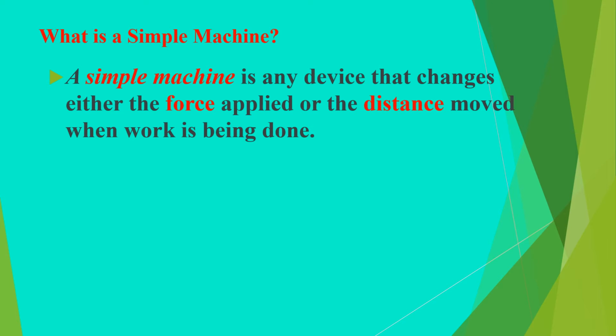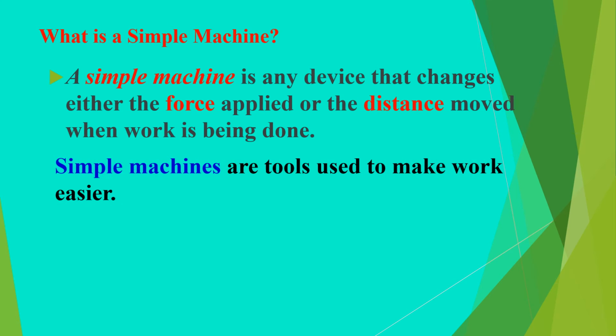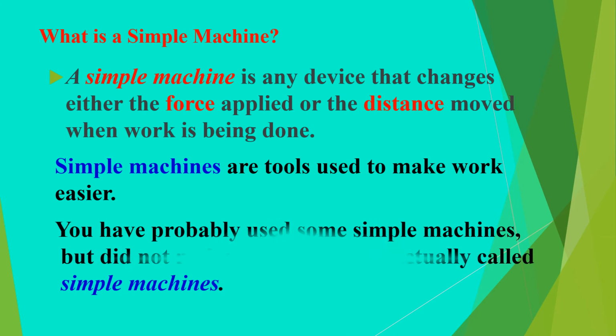A simple machine is any device that changes either the force applied or the distance moved when work is being done. Simple machines are tools used to make work easier. You have probably used some simple machines but did not realize that they were actually called simple machines.